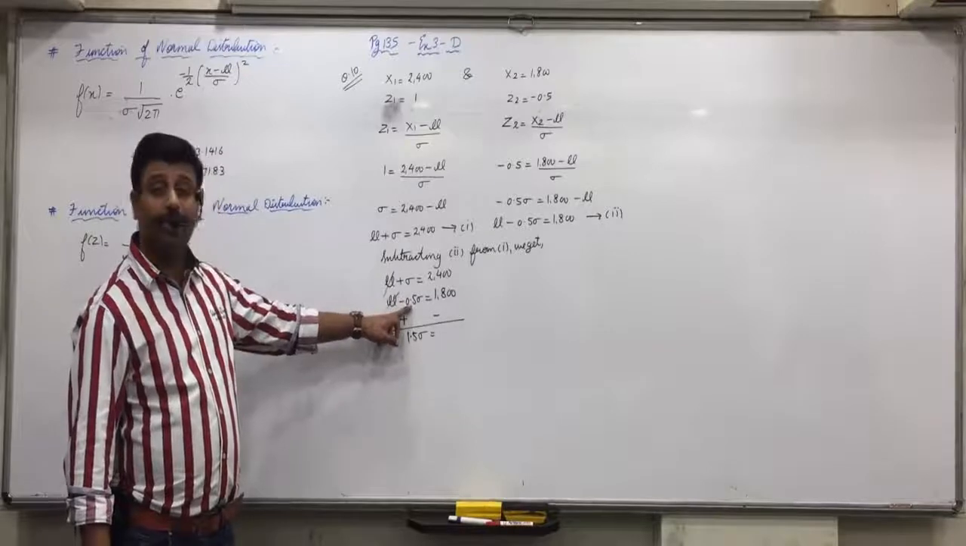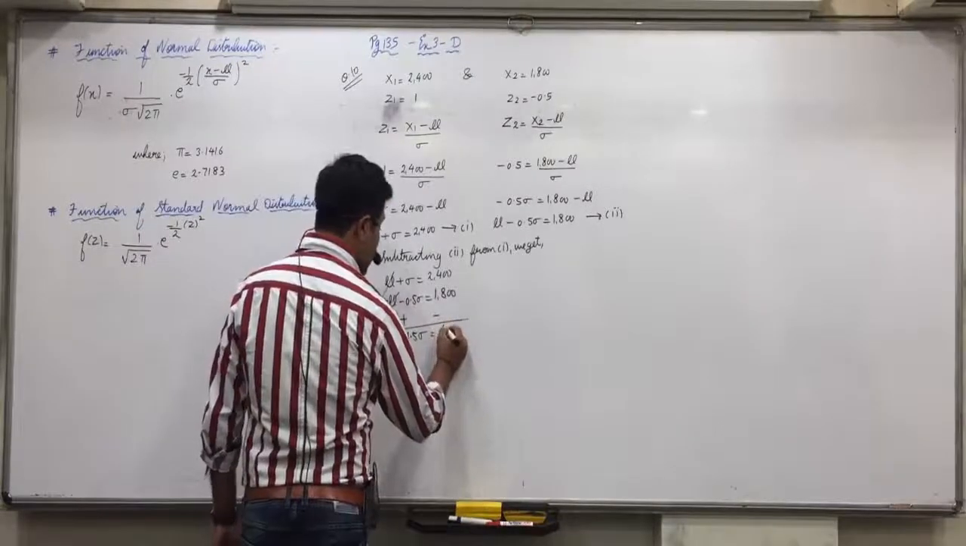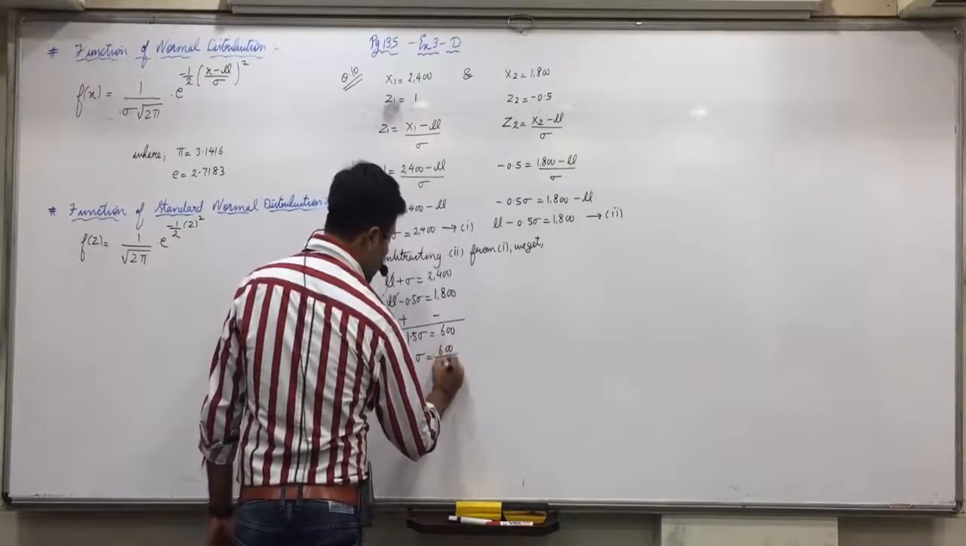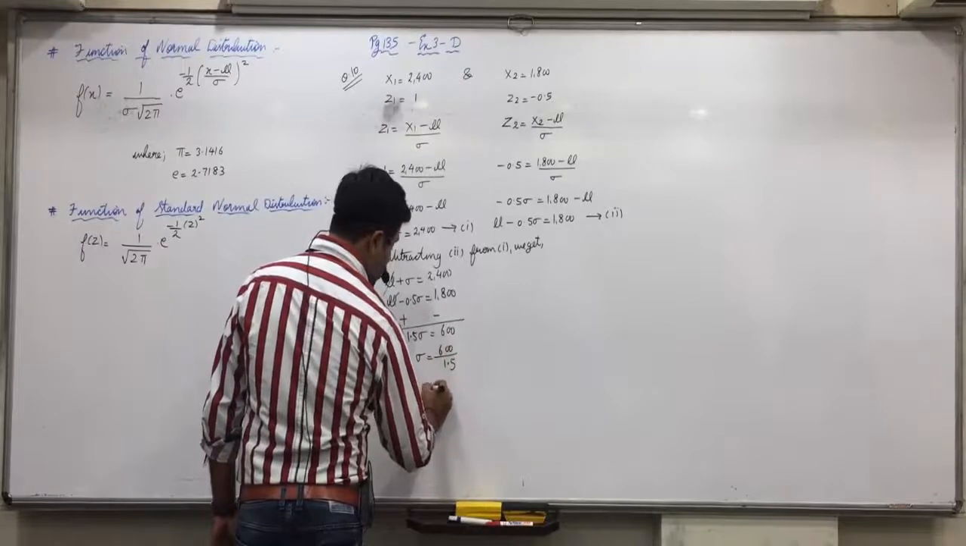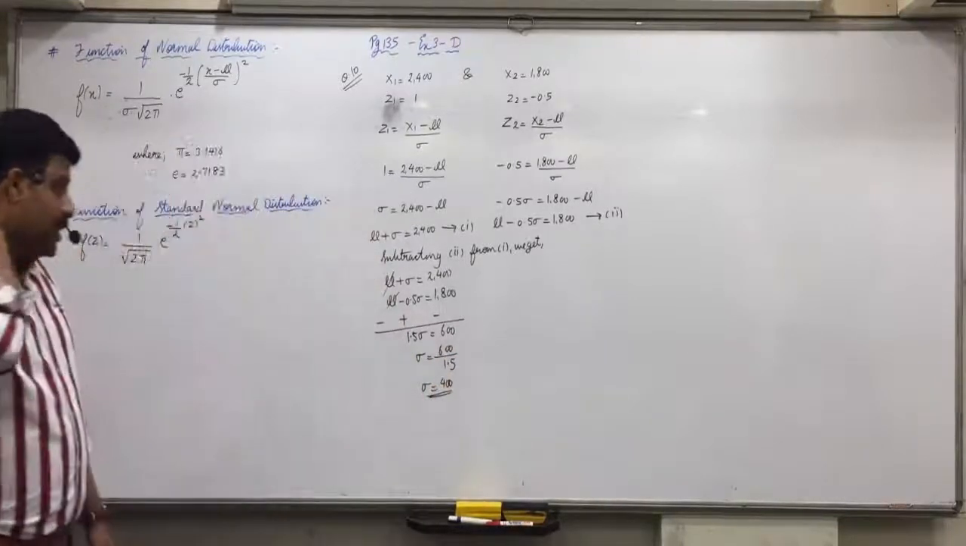1 plus 0.5, 1.5 sigma. 2400 minus 1800, 600. 1.5 on the right side will get divided. So sigma is equal to 400. Any confusion in this?